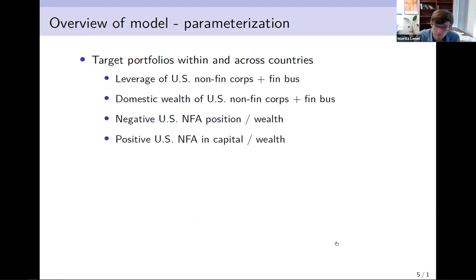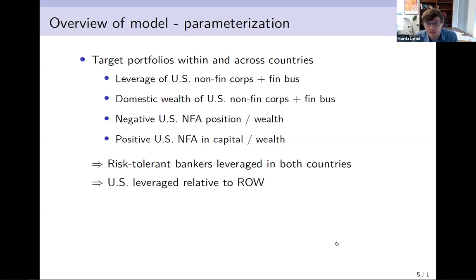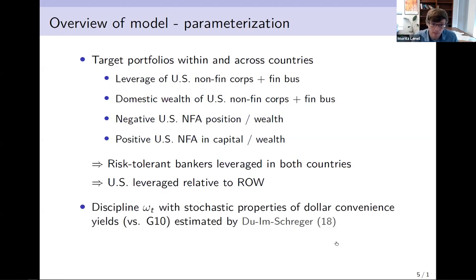So we are targeting the leverage of US corporations in the US and the net worth of US corporations. And then importantly, we're targeting the negative US net foreign asset position relative to the rest of the world, but their positive net foreign asset position in capital relative to wealth. And what that means is that, in both countries, there are these risk tolerant bankers, which are leveraged in both countries. And the US overall is leveraged in capital relative to the rest of the world.